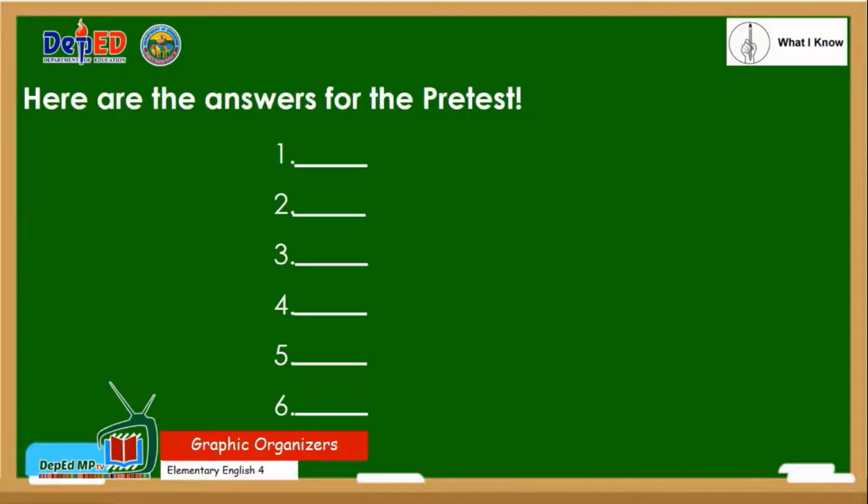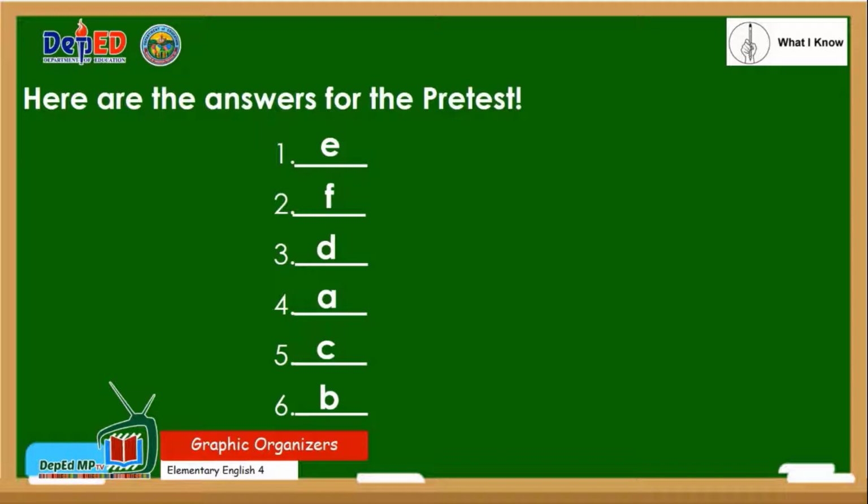Would you like to check if you got all the answers? Here are the answers for the pretest. For number 1, the answer is letter E. Number 2, letter F. Number 3, letter D. Number 4, letter A. Number 5, letter C. And number 6, letter B.